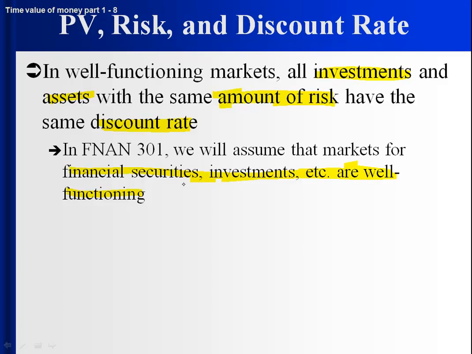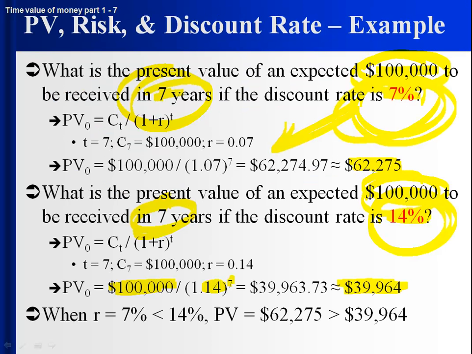And this allows us to value assets, value investments on a comparable basis, in which case the relationship, all else equal, is that the riskier they are, the less valuable they are. And again, it's important, it's all else equal, as we showed in this example where all else was equal. It was 100,000 in 7 years.